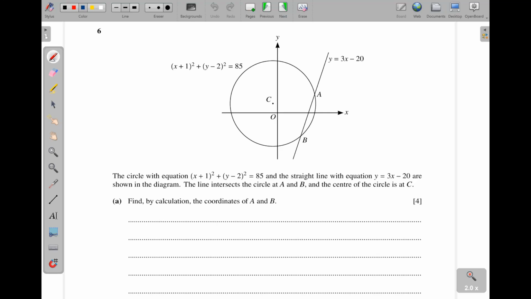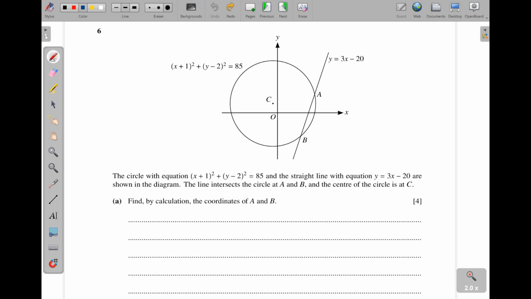Question 6 here is coming from circles, coordinate geometry, but particularly circles. The circle with this equation and the straight line with this equation are shown in the diagram. The line intersects the circle at points A and B. The center of the circle is at C. Find the center, and find by calculation the coordinates of A and B.